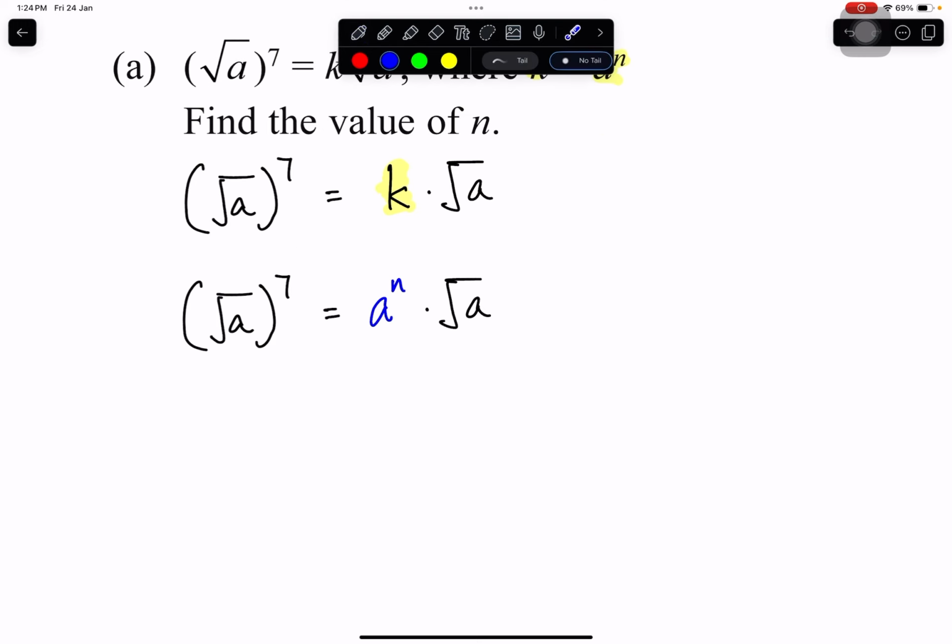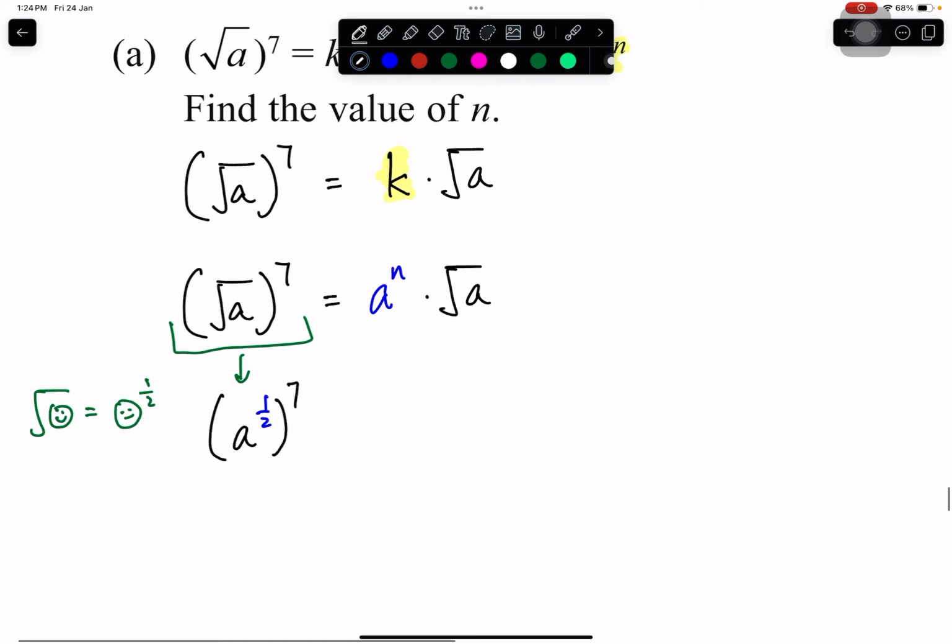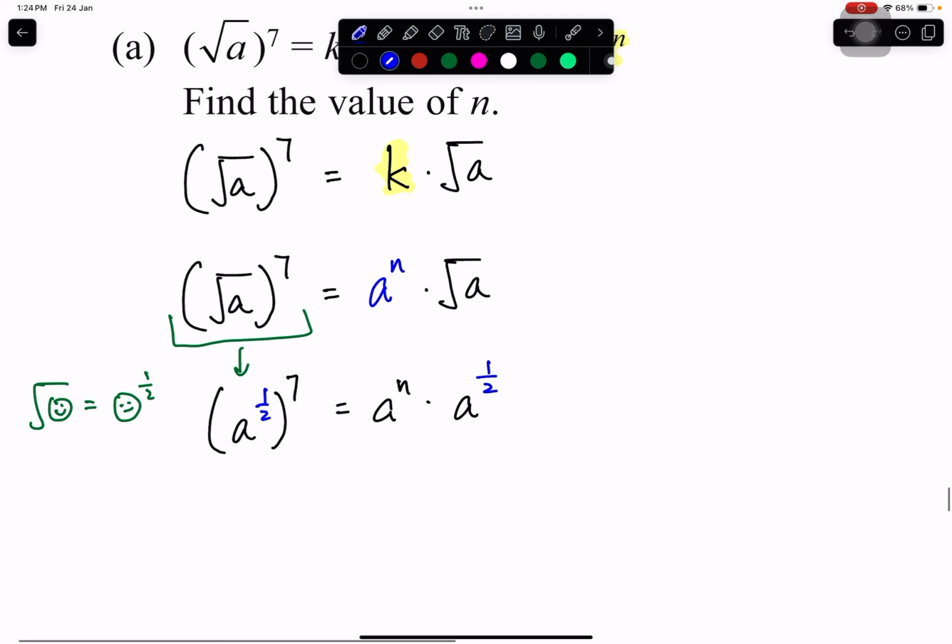Okay? So now let's recall from what we have learned. This one is the power of the power, right? The square root of something is something to the power of 1 over 2 first. So we're going to write it as a to the power of 1 over 2, then to the power of 7. Okay? And also the right hand side, the a to the power of n is something we have done already. This part is what? It's also times a to the power of 1 over 2. Okay? So far so good, because that's the only rule that we applied.